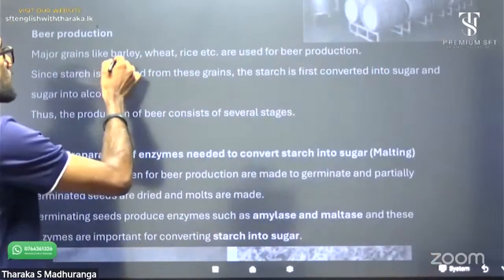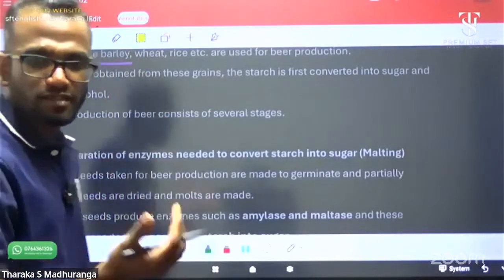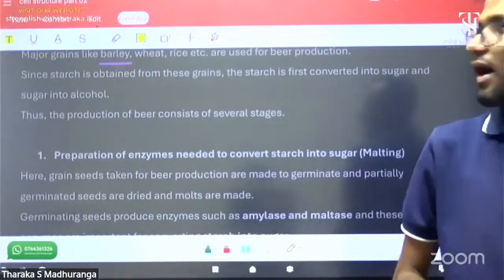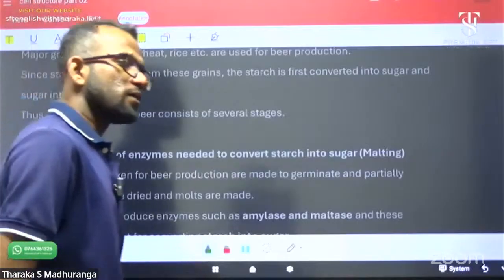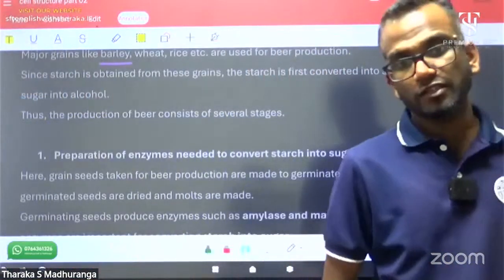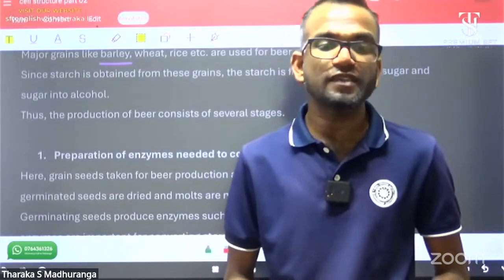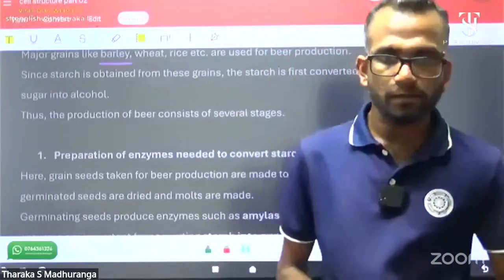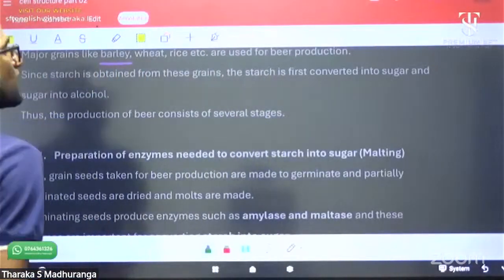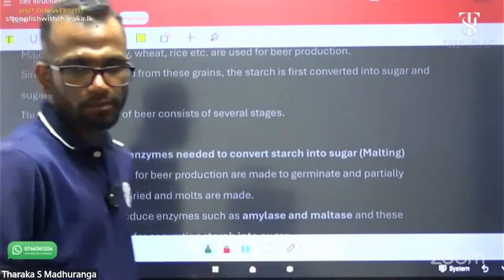Do you know what barley is? Barley is a type of seed, like maize. Rice is also okay, but it is expensive. Barley is cheap, easily grown, and has a high harvest. Due to that, barley is the main seed used for beer production. Okay, let's see what the steps of beer production are.